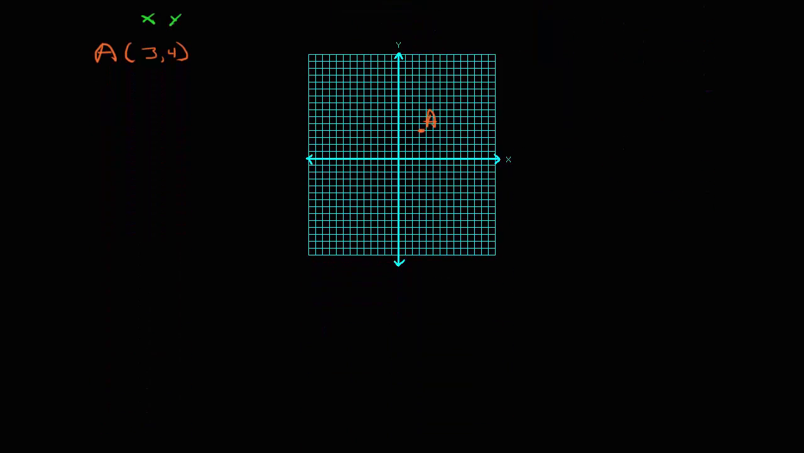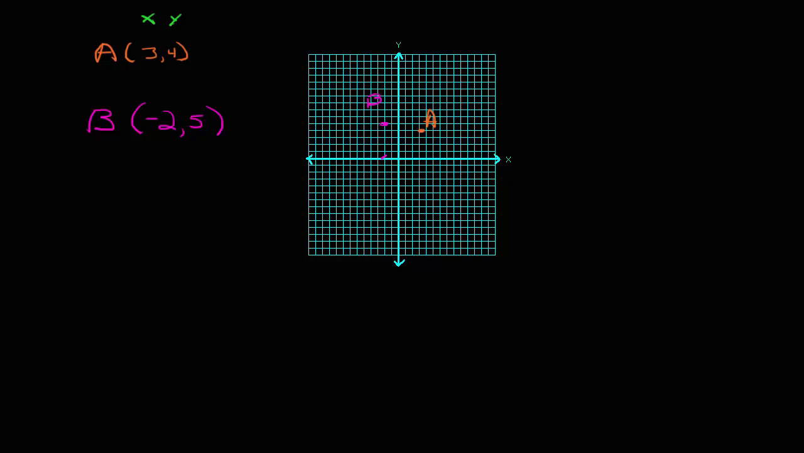Now let's suppose we have another point, and let's call that point B. And let's suppose that point B is at negative 2, 5. Negative 2 is right here, and then we're going to go up 5, 1, 2, 3, 4, 5 along our y-axis or our y number line. So our point B is right there at coordinates negative 2, 5.